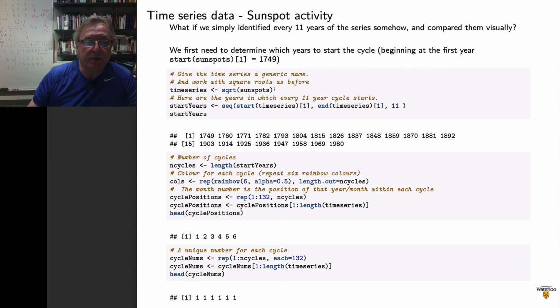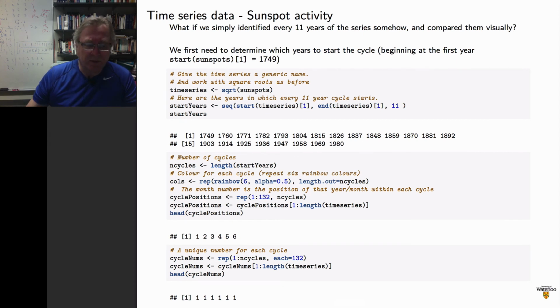It's going to be our square root of the sunspots. So we're working with the square root of the number of sunspots. And then producing the start years by just marching through this time series, just picking off cycles of length 11. So the first cycle goes 1749 to 1759, 1760 to 1770, etc. So each cycle has 11 years in it. And these are the beginnings of each cycle.